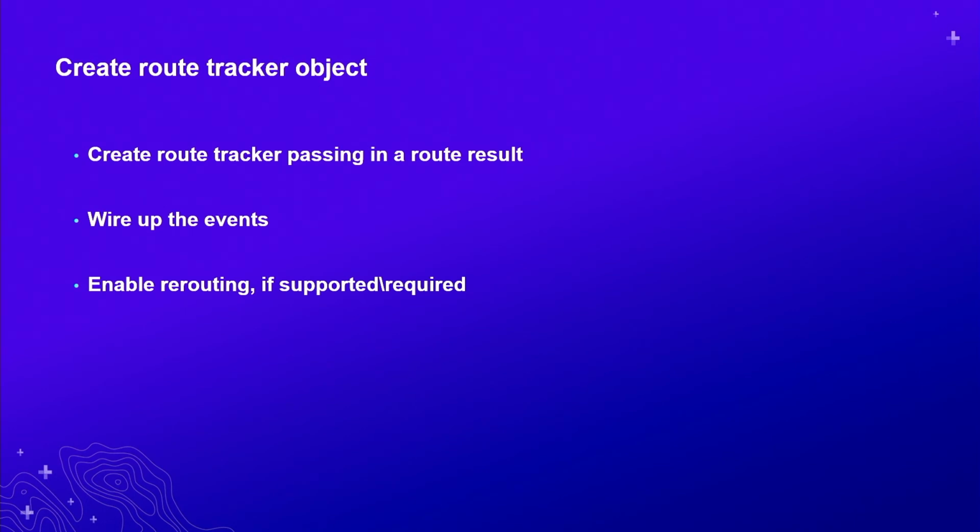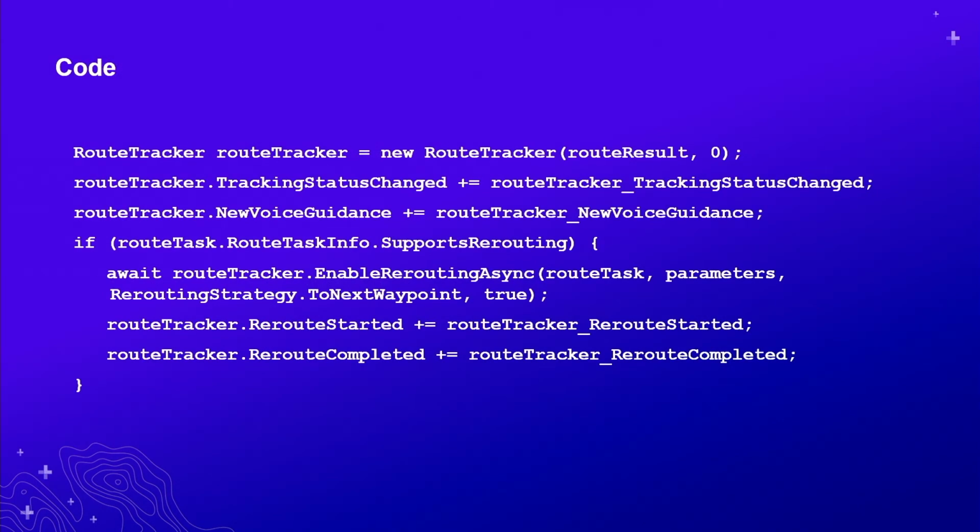Next, we want to create a route tracker object. We do this by passing in the previously created route result into the constructor. Then we wire up the events, and we enable rerouting if supported or required. And let's look at the code. First, we create a route tracker object passing in the route result. Next, you wire up a couple events. So in this case, I'm wiring up the status changed event and the new voice guidance. And then I check to see if we support rerouting. This really relates only to services, and we'll talk about that in a little while.